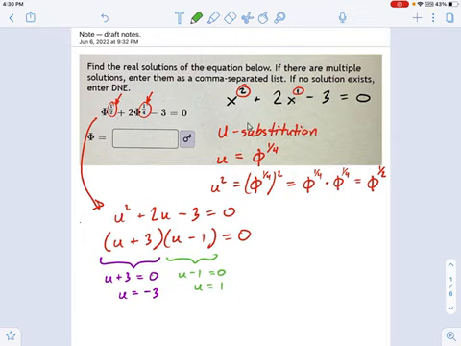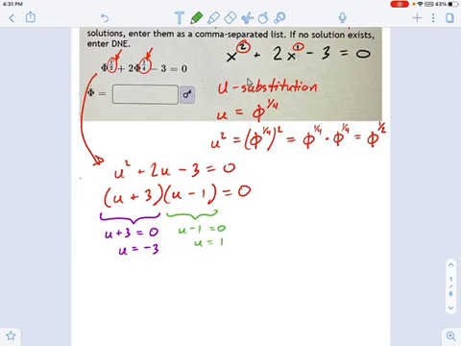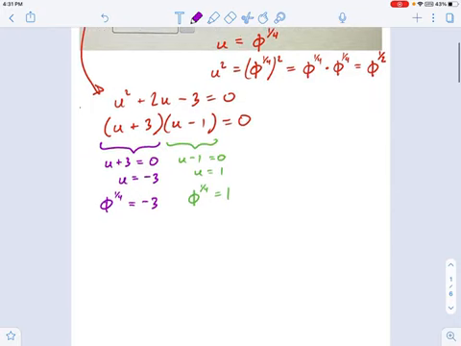Now, do not put -3 and 1 in as your answers. The problem is asking for phi, right? It wants phi. It doesn't want u. So we need to undo that change of u equals phi to the 1/4. I'm going to say phi to the 1/4 equals 1. And over here in purple, we have phi to the 1/4 equals -3. Now, if you're good with exponents, you can see there's a problem here. But I'm just going to walk through this in slow steps.